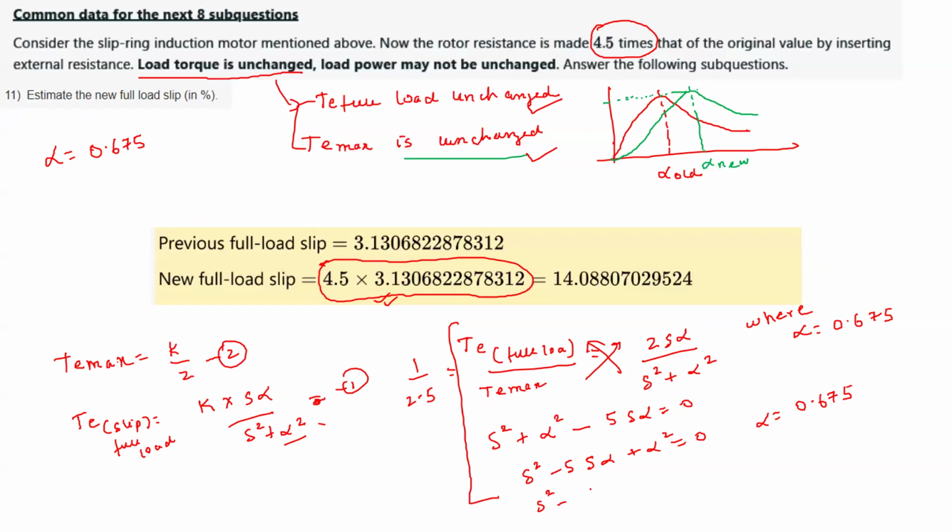So I'm just solving for this. S square minus 3.375S plus 0.675 square, which is 0.455, equal to 0. So I'm just using the calculator. You can do it like this also, because in the exam you will need to do it like this. But because I'm short on time, I'm discussing it by doing it in the calculator.